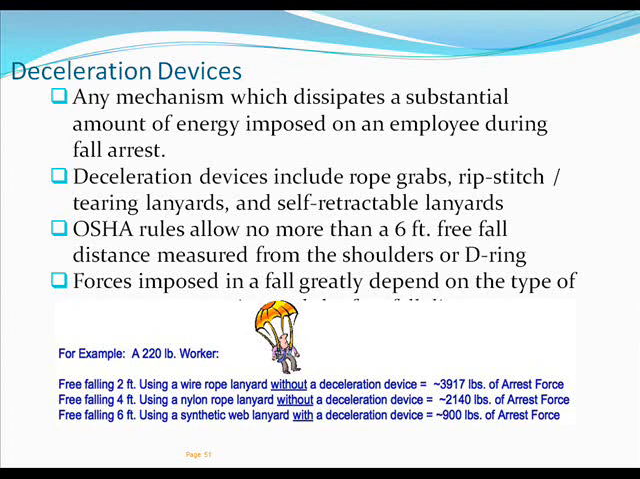Deceleration devices. Any mechanism which dissipates a substantial amount of energy imposed on an employee during fall arrest. Deceleration devices include ropes, grabs, rip stitch, tearing lanyards, and self-retractable lanyards. OSHA rules allow no more than a 6 feet free fall, distance measured from the shoulders or D-ring. Forces imposed in a fall greatly depend on the type of system you are using and the free fall distance.